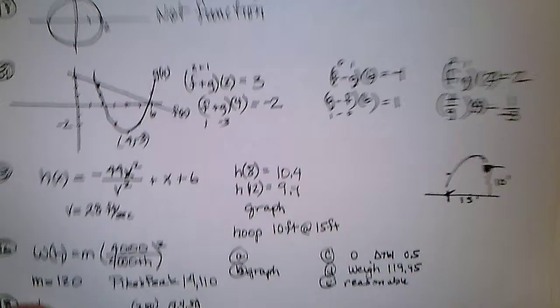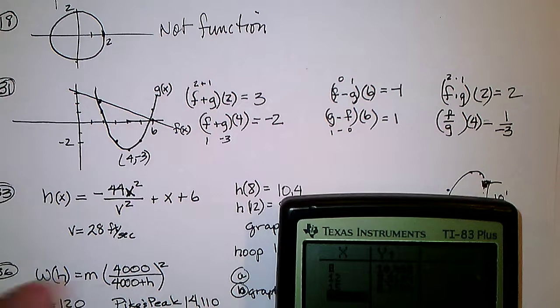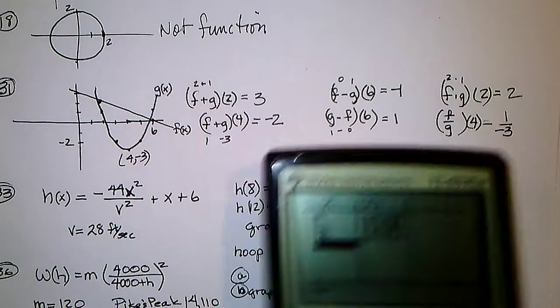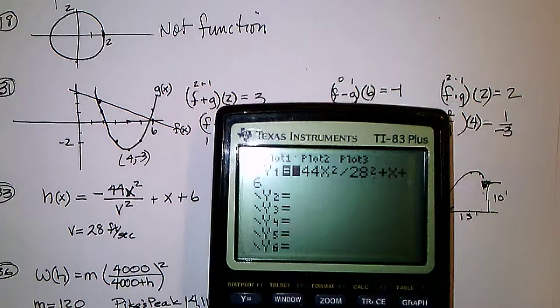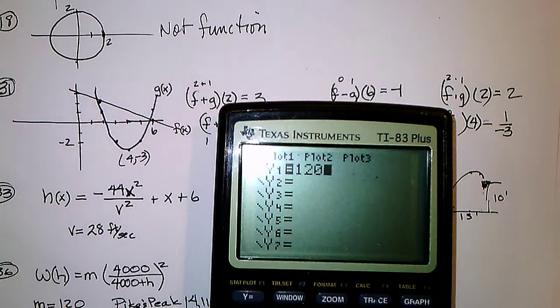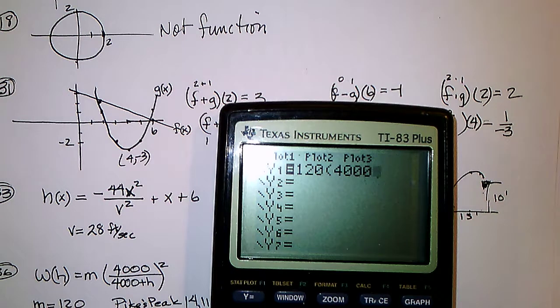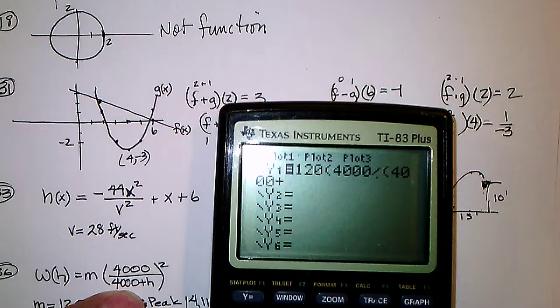Next one. This one's about the weight as you go up Pikes Peak. It said, this is the formula if M is the mass or the weight of the person. And they said, let's talk about a 120-pound person. So I'm going to put the formula in, clear this one out, and put in M as 120, parenthesis. The numerator is 4,000. It's not complicated, so I don't need to put it in separate parentheses. Divided by, and now we got a complicated denominator, so I need to go parenthesis 4,000 plus x, I'll use x for the h. Close the denominator, close the fraction, and square it.